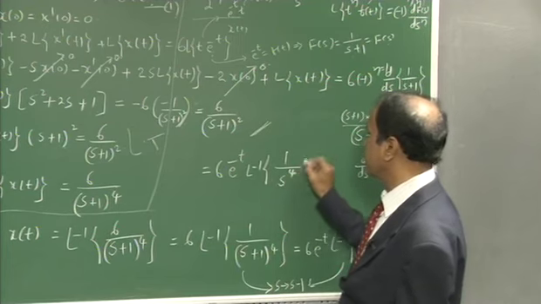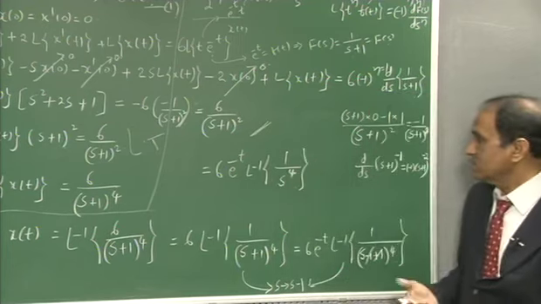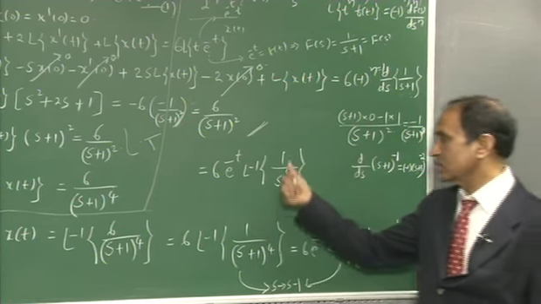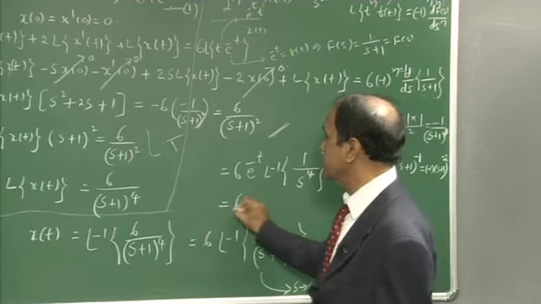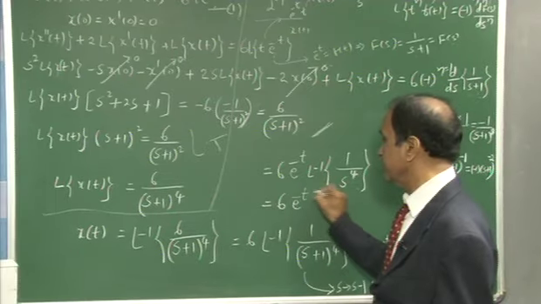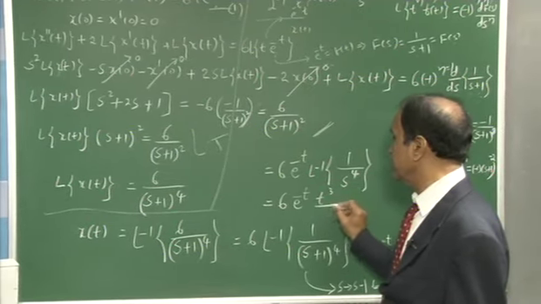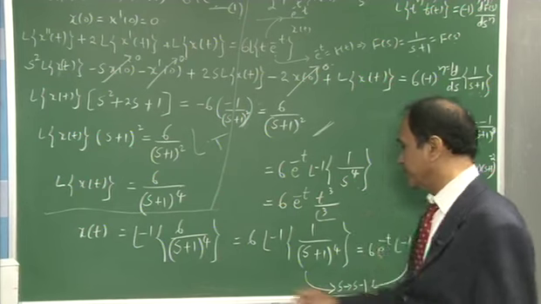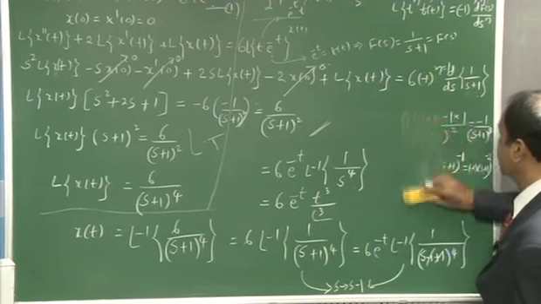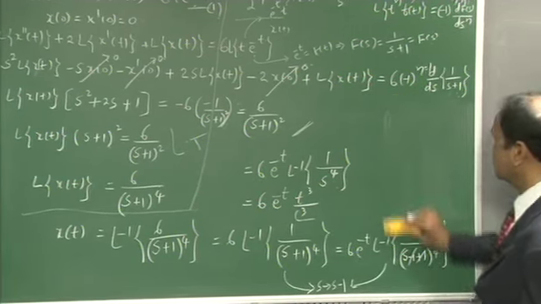to the power of 4. Now it is very easy to write what this 1 by s to the power of 4 is in terms of t e to the power minus t. It is t cube divided by 3 factorial. That is by the formula again. What is that formula? Do you know that one?